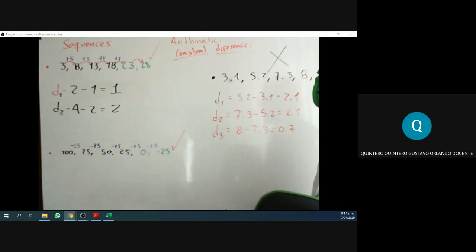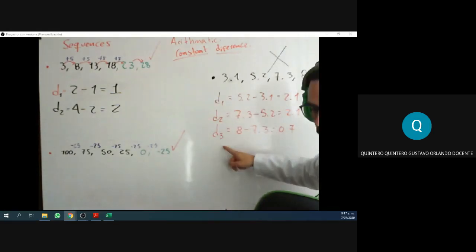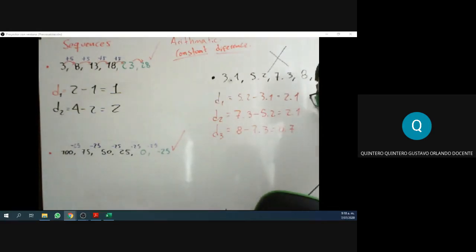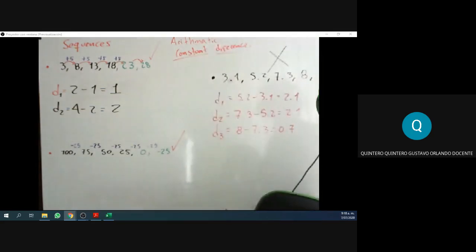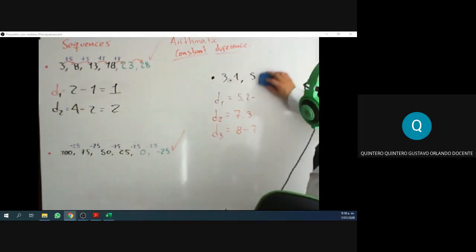All right, guys? Make sure you look for every single difference. Every single difference has to be constant. This one is constant with this one, but they're not constant with the third one, right? These two are the same, but this is not. Every single difference has to be the same. So in that case, it is not an arithmetic sequence. All right, guys. Beautiful stuff here.